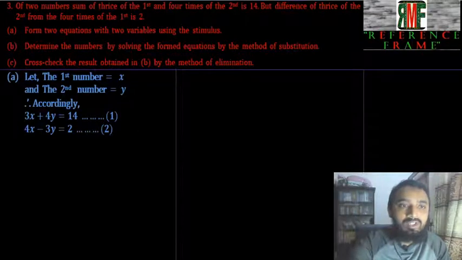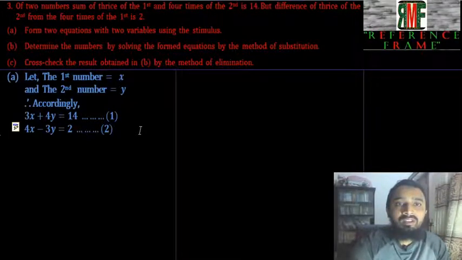Now look at question 2, what we are asked to do. In question 2, we are asked to find the numbers, determine the numbers by solving the formed equations by the method of substitution.